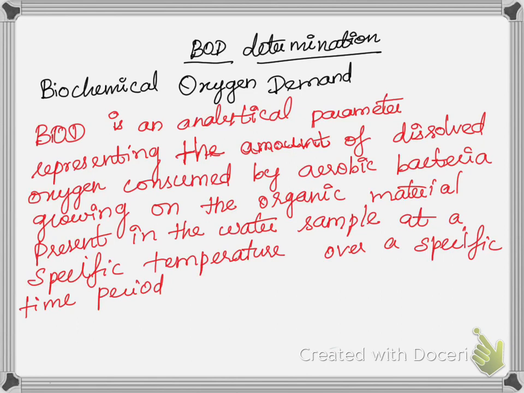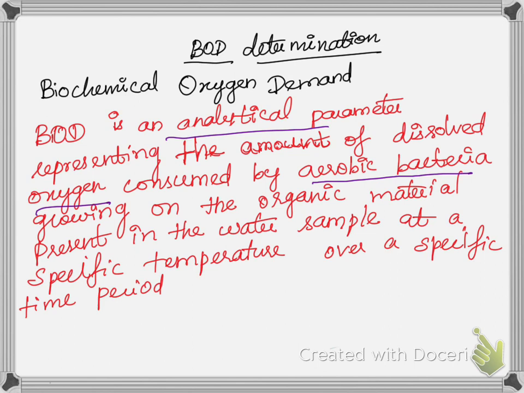So today we are going to see about BOD determination. BOD is biochemical oxygen demand. The definition is that it is an analytical parameter that represents how much dissolved oxygen will be consumed by your aerobic bacteria. These bacteria live only in environments which contain oxygen, so they are called aerobic bacteria. They will grow on the organic material and decompose everything.